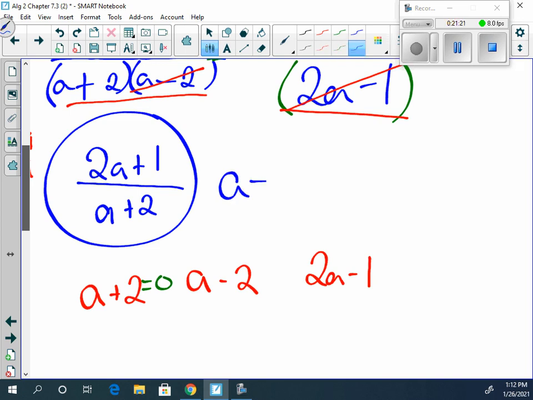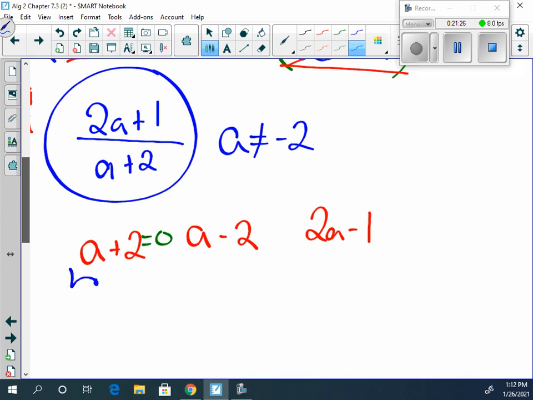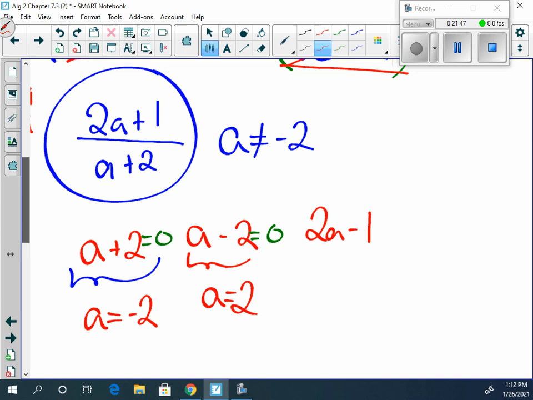A plus 2 will give us negative 2, because if we subtract 2 from both sides, we would get a is equal to negative 2. The middle one, if we want to see what's going to make a minus 2 equals 0, well, this here would be 2, because we would add 2 to both sides to get it equal 0.